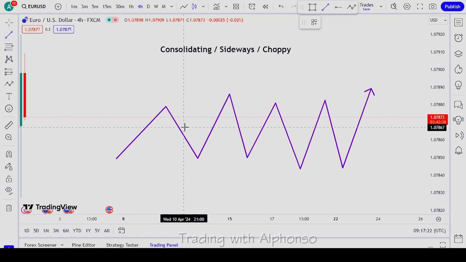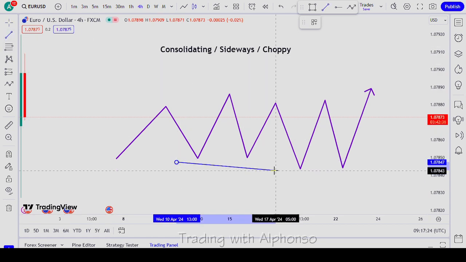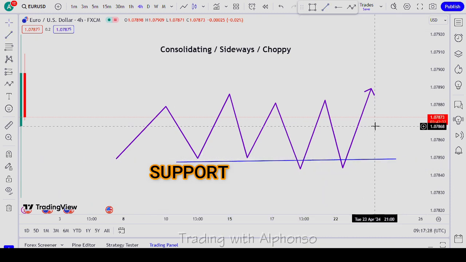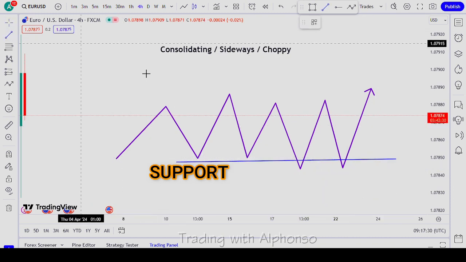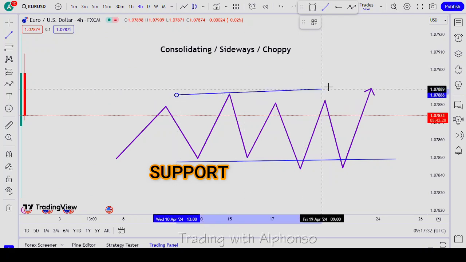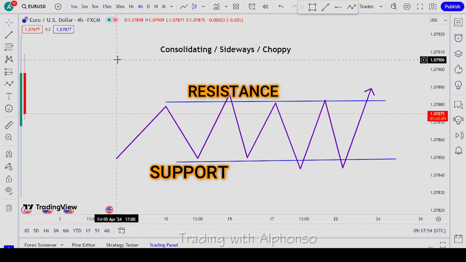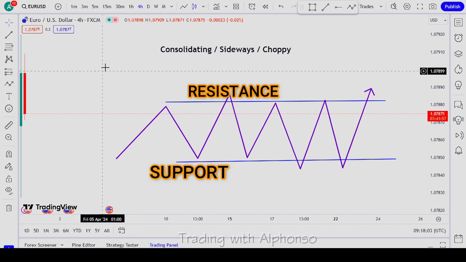You can buy at the support level. This is the support level. At the support zone, you can buy right here, or you can sell at the resistance level right here. This type of market structure is choppy. It is sideways, making it difficult to trade. It is advisable to stay out of the market when you see a sideways, consolidating market structure in this form.